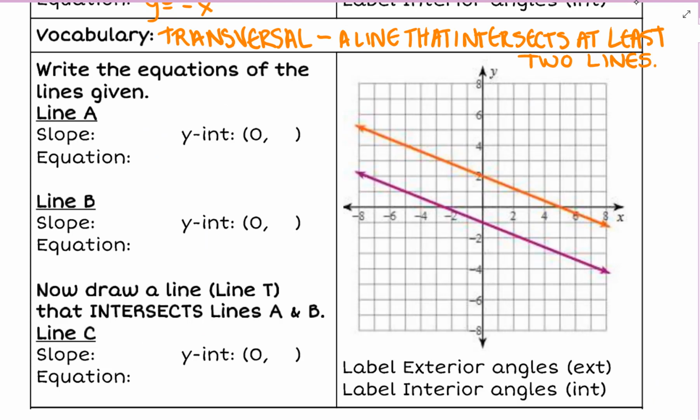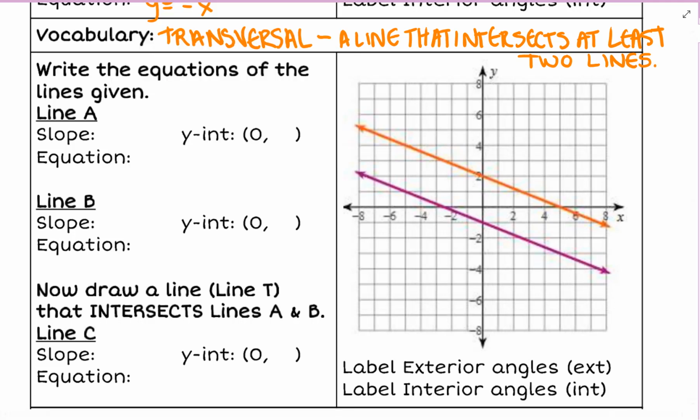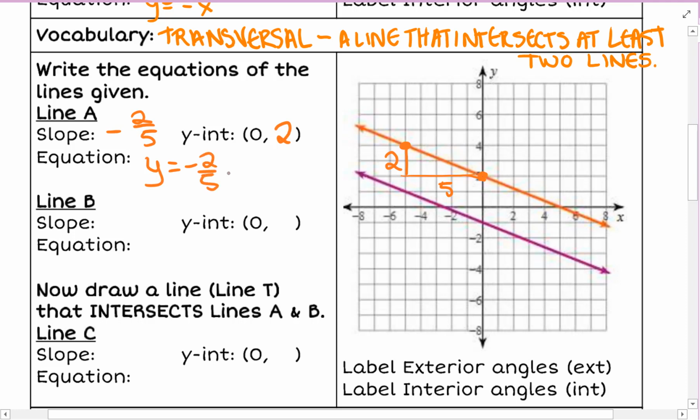Let's do it again. This time it looks like the lines we were given are perhaps parallel. So let's check it out. The y-intercept is 2. Another point is up 2 over 5. And this line is decreasing as you look at it from left to right. So it's -2 over 5. Y equals -2 over 5x plus 2.